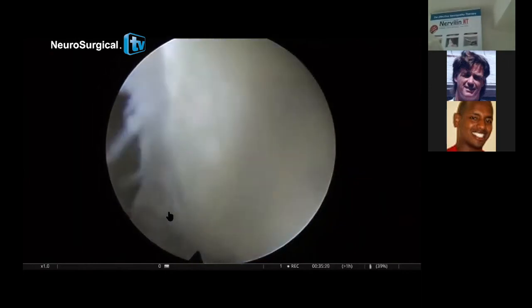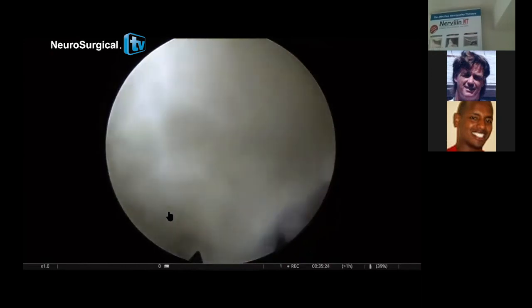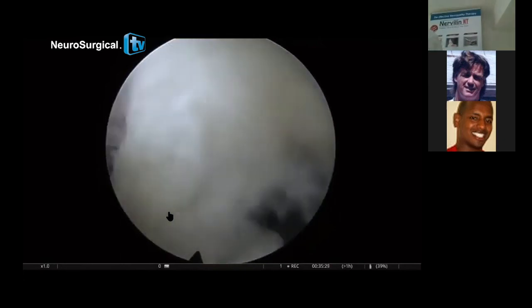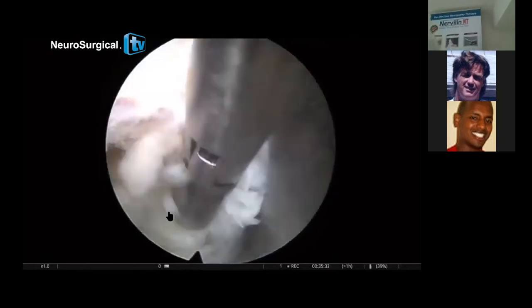So you're using the straight canal? No, oblique. Always oblique. Interlaminar, always oblique. Yes. Transforaminal, oblique. Posterolateral, straight, yeah.